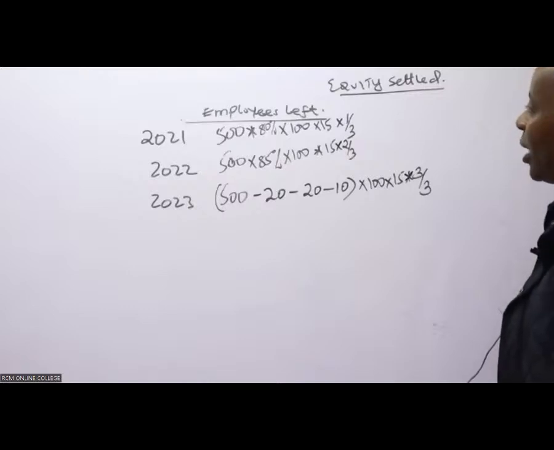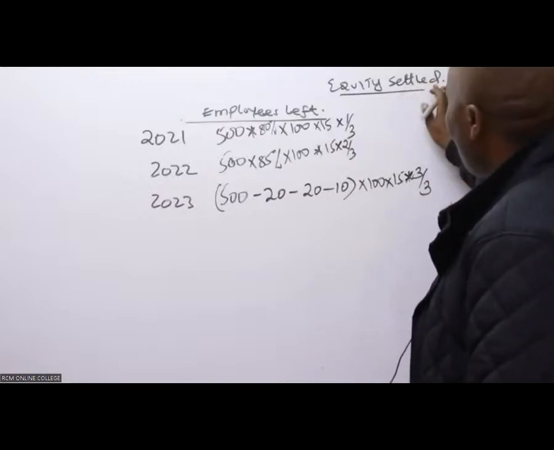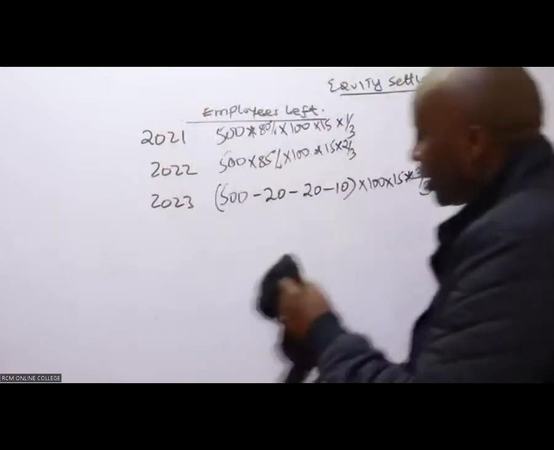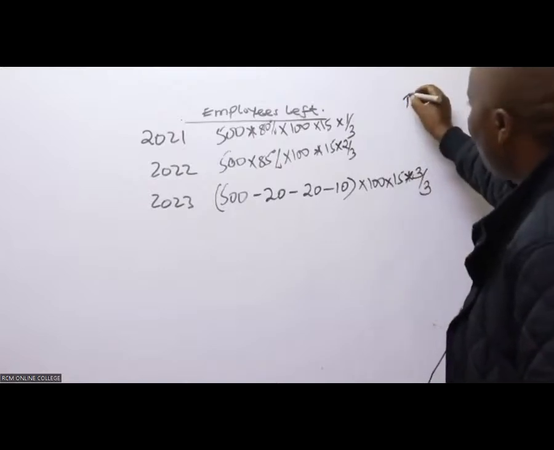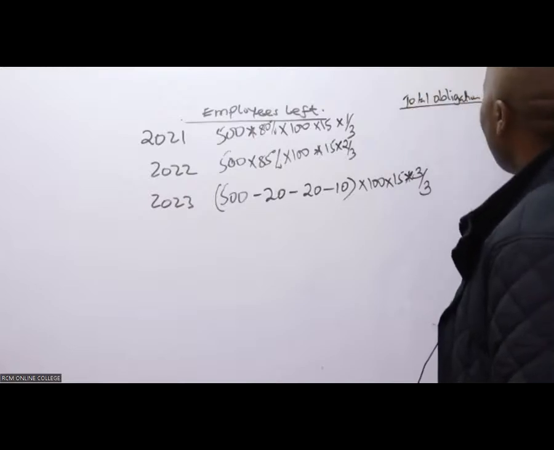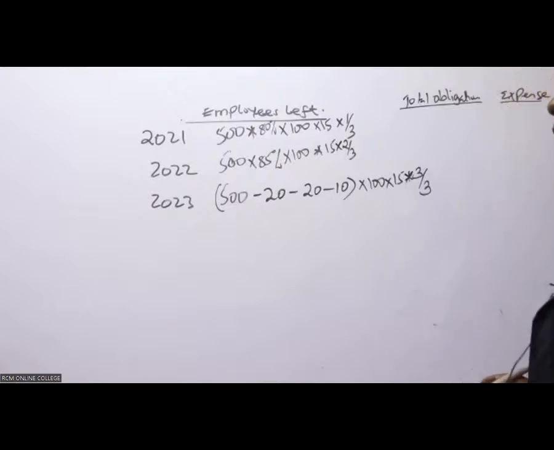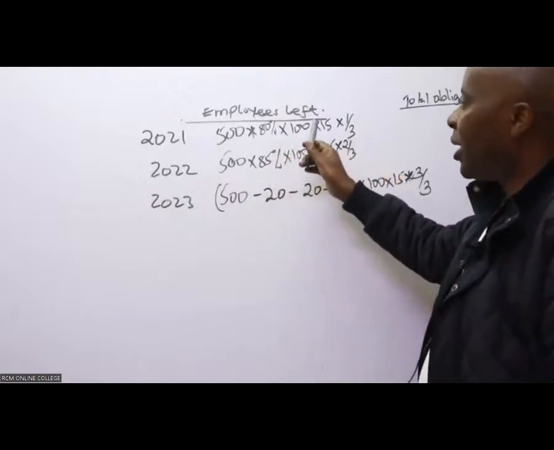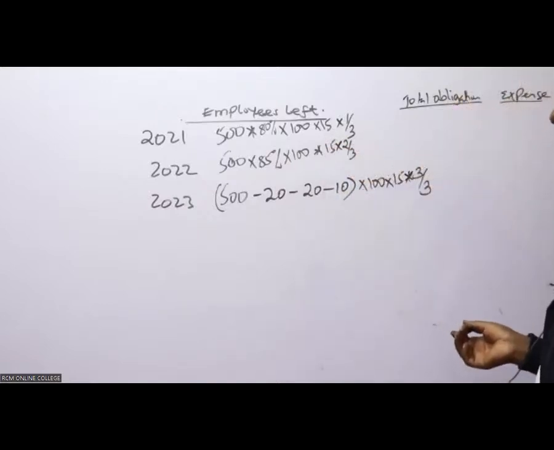So then could you kindly give me this total obligation? Is there anybody who is able to give me this total obligation? Please give me the total obligation. And then you shall give me a column for expense. Total obligation: you take 500 times 0.8 times 100 times 15 times a third, or divided by 3.